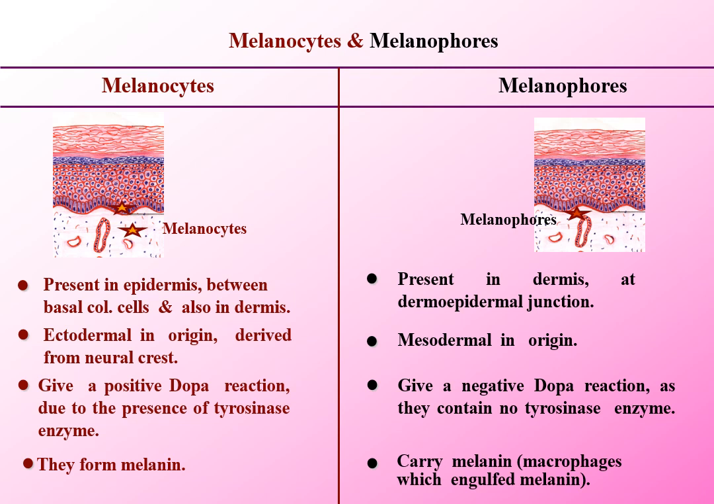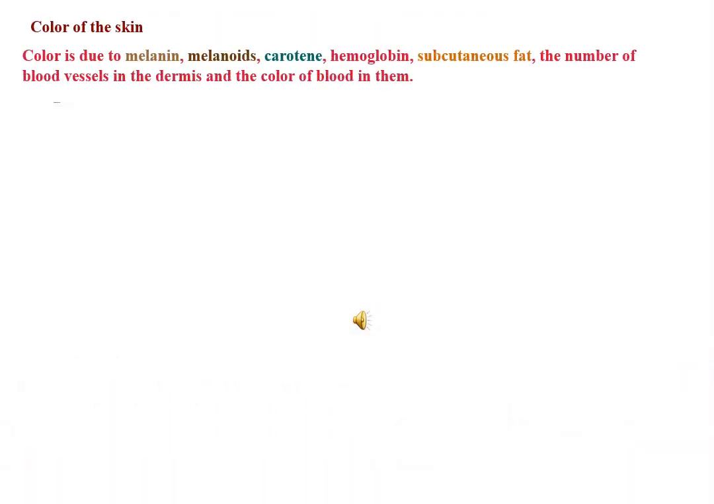Melanophores carry melanin and are considered melanin-eating cells, macrophages which engulfed melanin, and are called melanophages or melanophores. Color of the skin is due to melanin, melanoids, carotene, hemoglobin, subcutaneous fat, the number of blood vessels in the dermis, and the color of blood in them.